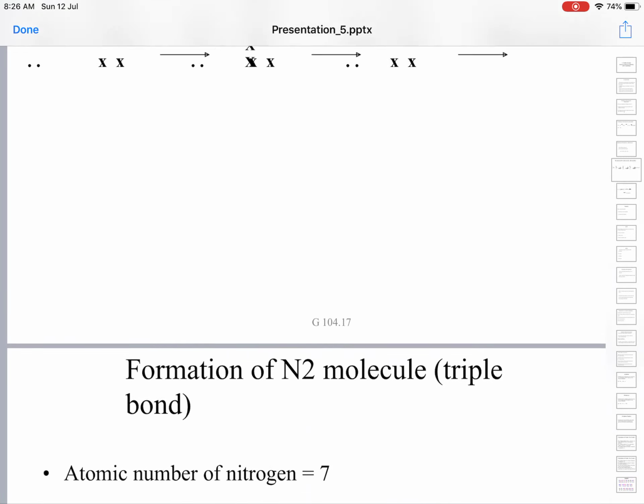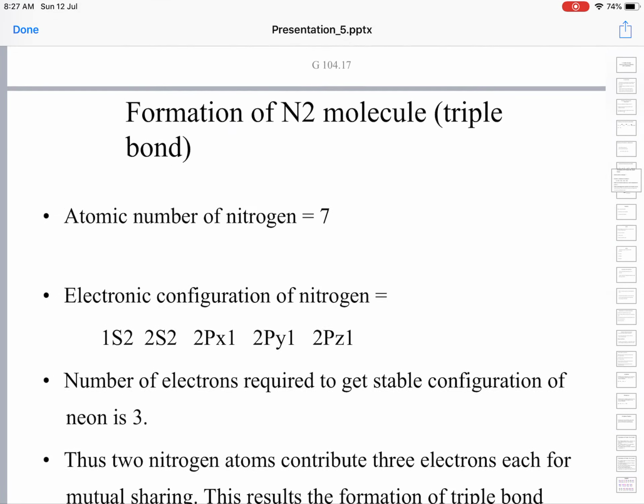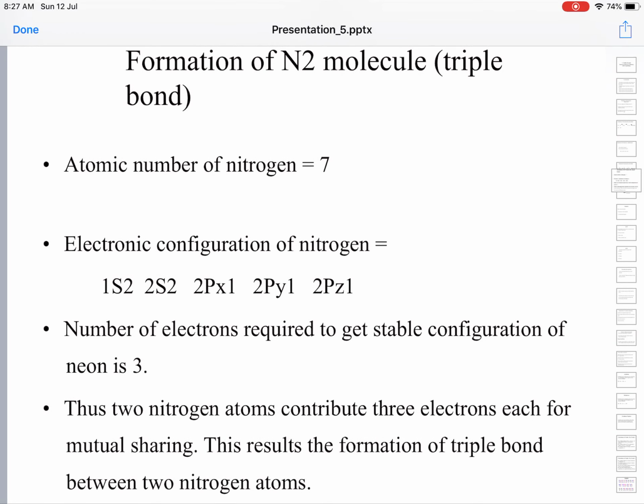Okay. Next, formation of nitrogen molecule. As I told you, we will see one example each for single bond, double bond and triple bond. So far we have seen single bond formation in the hydrogen molecule, double bond formation in the oxygen molecule, and now we will see the triple bond formation in the nitrogen molecule.